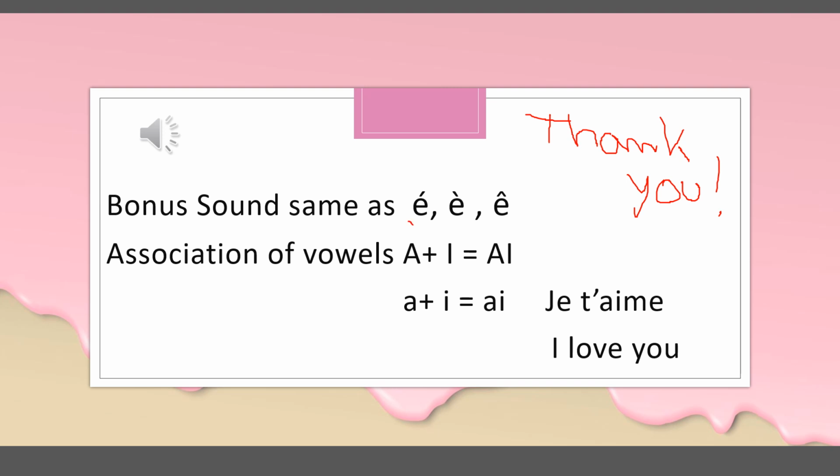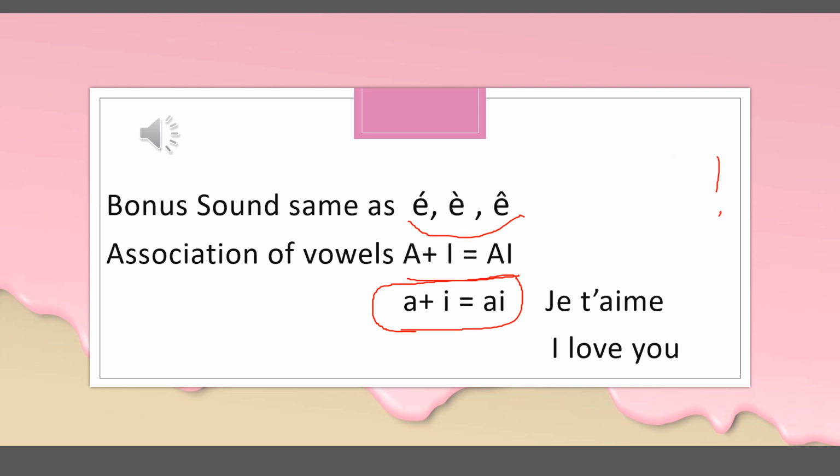And my bonus for you for today is another sound, which is the association of two vowels, a plus i, ai. A plus i also produces the sound è, okay, and it's, for example, je t'aime, okay, je t'aime is the same sound as the accent grave, okay? And je t'aime means I love you.